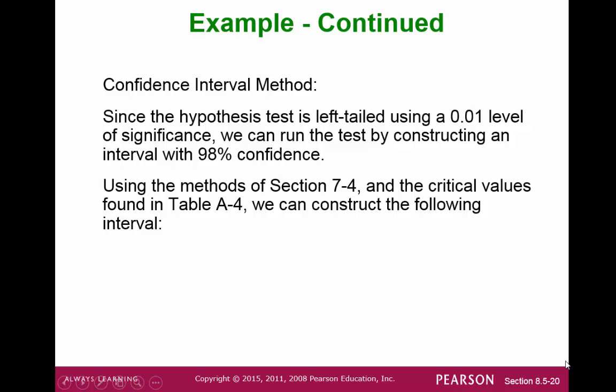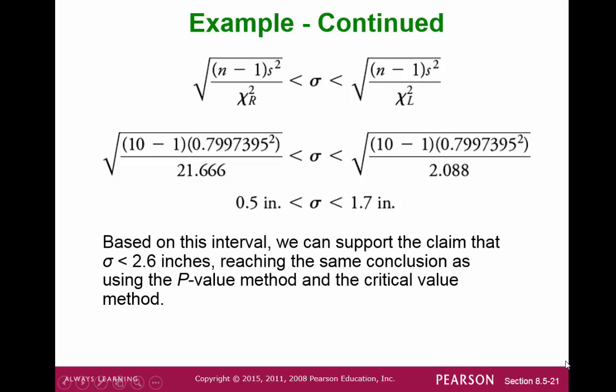So in any case, if we follow this through, we would get a confidence interval that would be between 0.5 inches to 1.7 inches. And in this case, these values do not contain 2.6. In fact, these values are pretty much on the left side of 2.6, which leads us to the same conclusion that the standard deviation is less than 2.6.